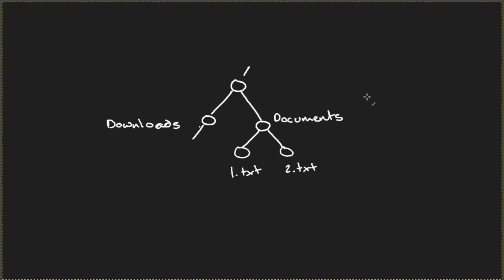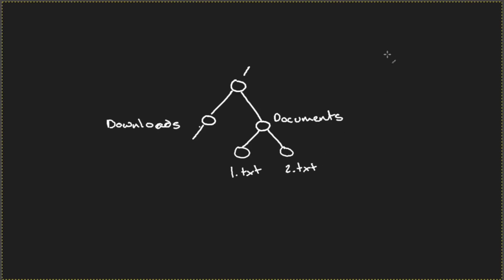So here we have an outline of just an example file structure I made up. Right. So here we have the root directory, which is represented by a slash, and then inside of this root directory we have a folder called downloads and documents. Inside of our documents folder we have a file called 1.txt and another file called 2.txt. So again, this is just a completely random file system structure I made up.